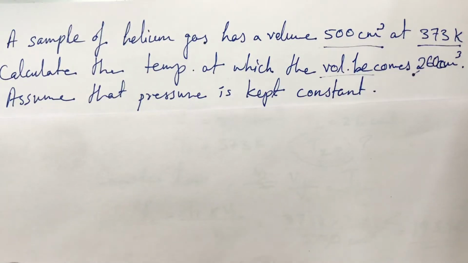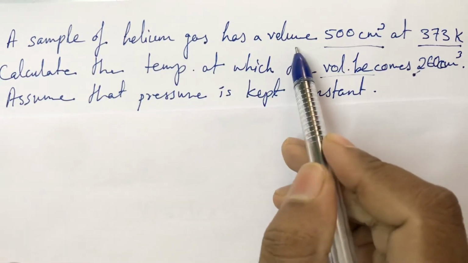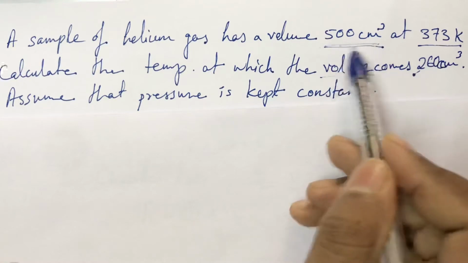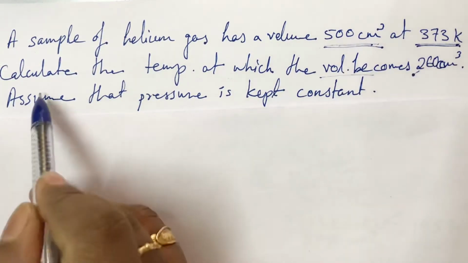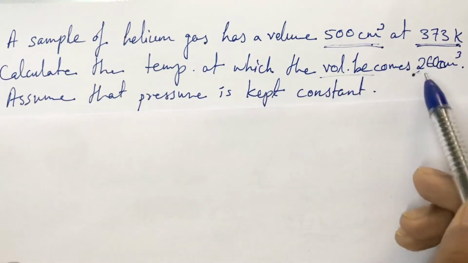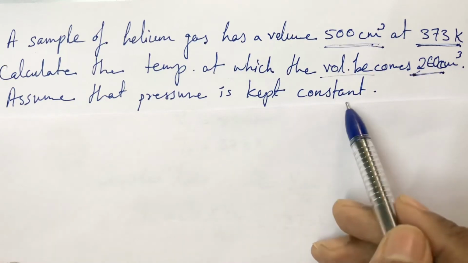Students, let's move on to question number 3. A sample of helium gas has a volume of 500 centimeter cube at 373 Kelvin. Calculate the temperature at which the volume becomes 260 centimeter cube. Assume that pressure is kept constant.